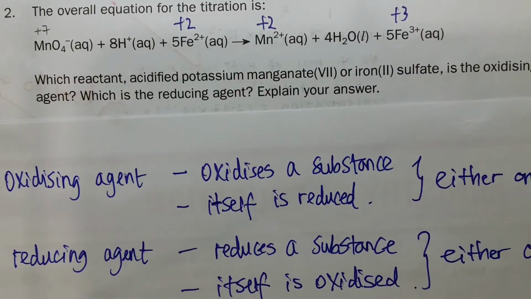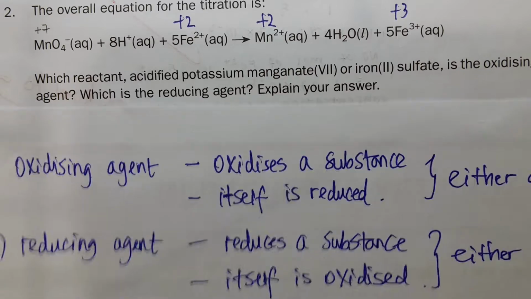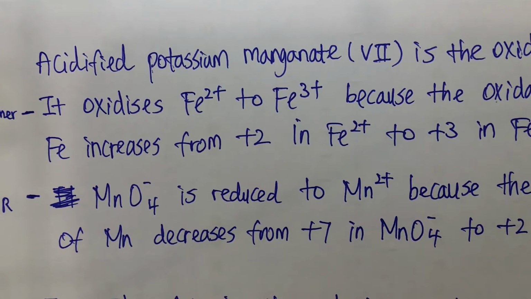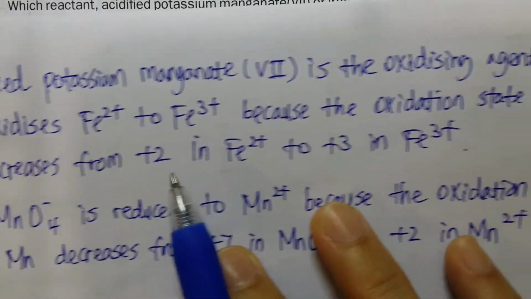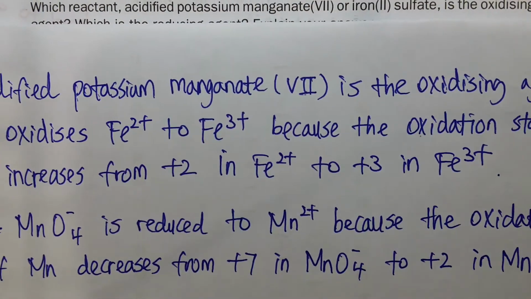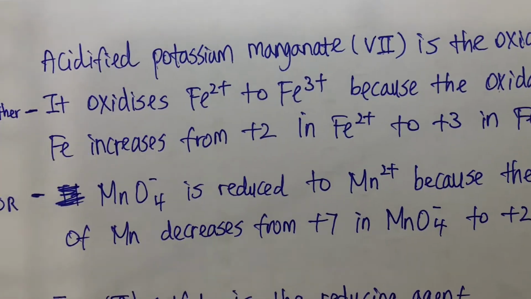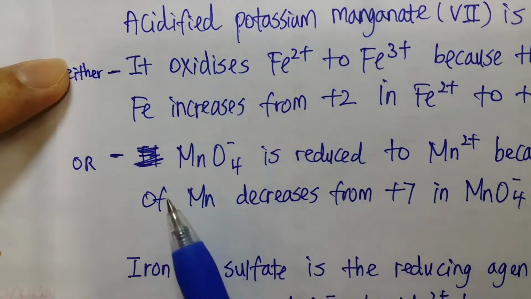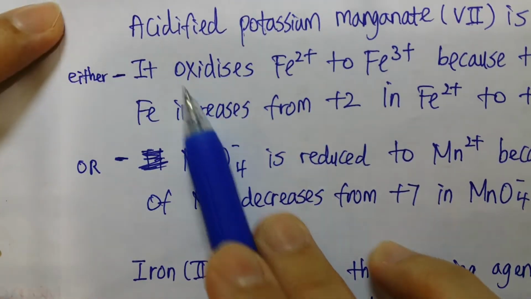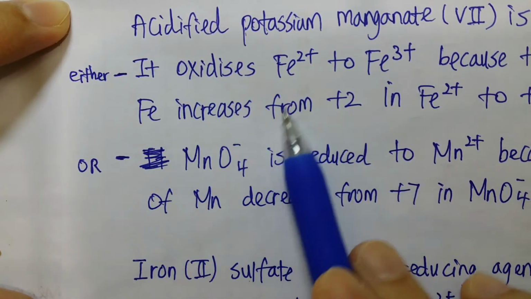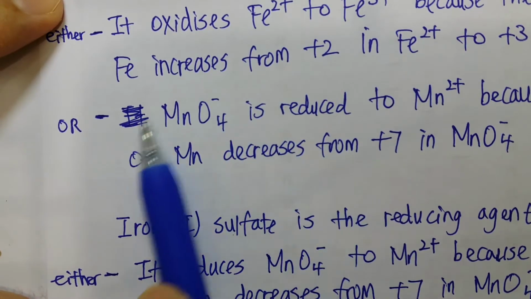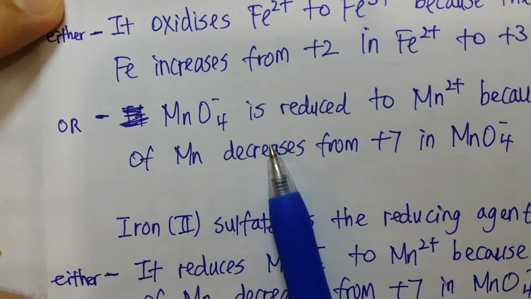Now, when it comes to explanation, you have to explain all this. Let's look at the proper explanation. First of all, acidified potassium manganate 7 is an oxidizing agent. That would explain the first part of the question. Then how about the second part? How to explain that it is an oxidizing agent? Either one of these two. The first answer here explains from the perspective that it oxidizes another substance. The other answer explains from the perspective that it itself is reduced.